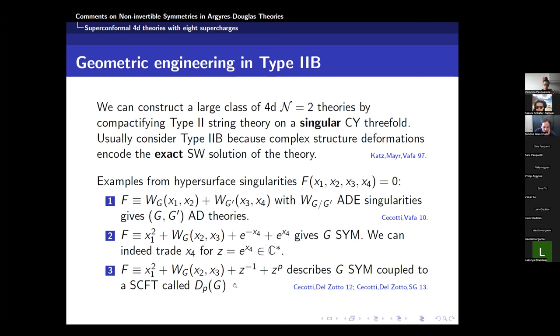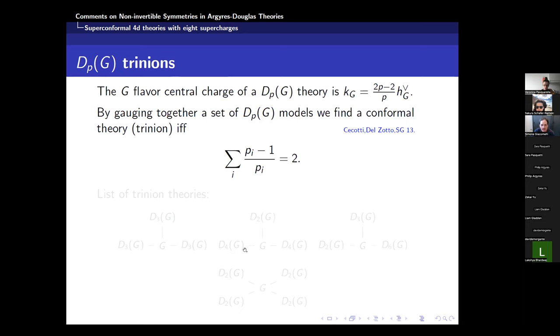Okay, this is a theory with G global symmetry, which in our context has been gauged. The flavor central charge is well known, can be computed in many ways. Here, h^\vee is the dual Coxeter number, and p can be any positive integer. This allows us to determine the contribution to the beta function if we gauge the G symmetry.